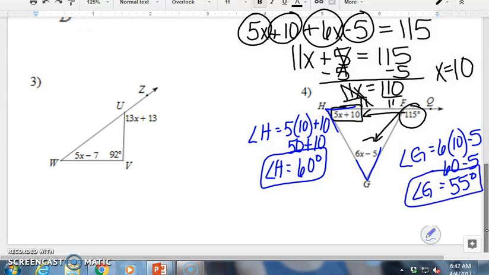Guys, remember, you can check yourselves because this exterior or non-adjacent interior of 60 and this one, if we add those back together, remember we should get our exterior angle. So if I take 60 plus 55, I should get 115. And I do. Okay, so that's one way you can still check your work.